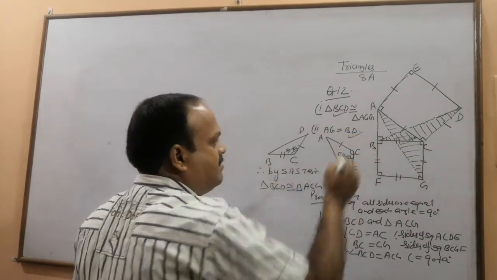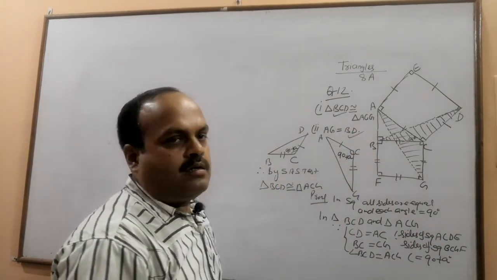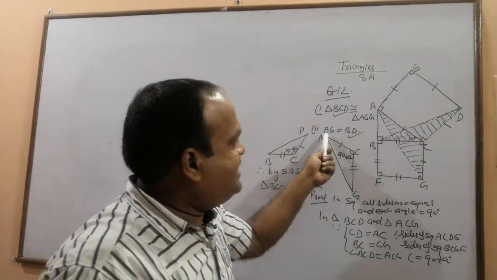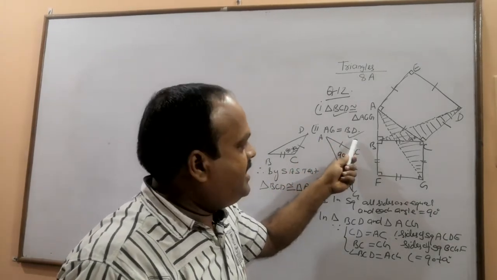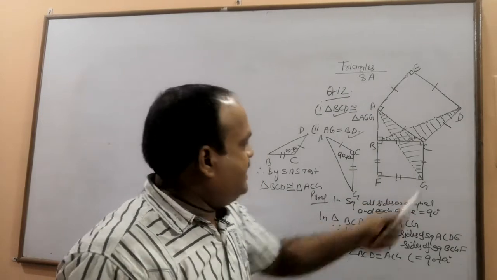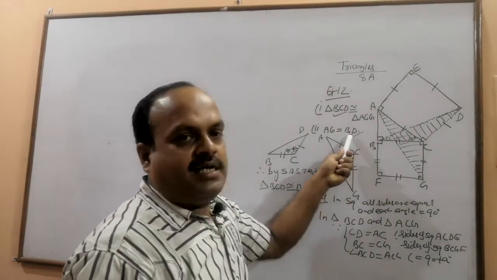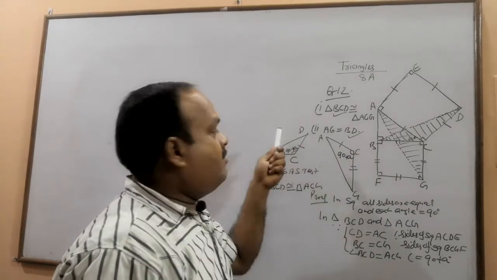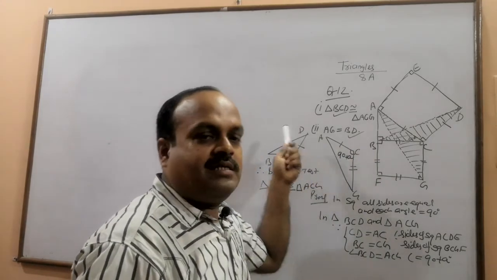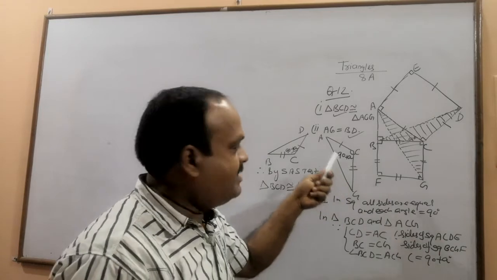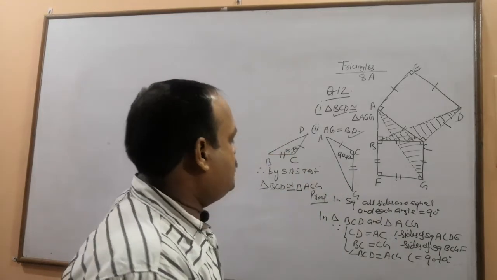So, in the second part we have to prove AG equals BD. AG is a part of this triangle, BD is a part of this triangle. When the triangles are congruent, then their corresponding parts are equal, therefore AG equals BD.